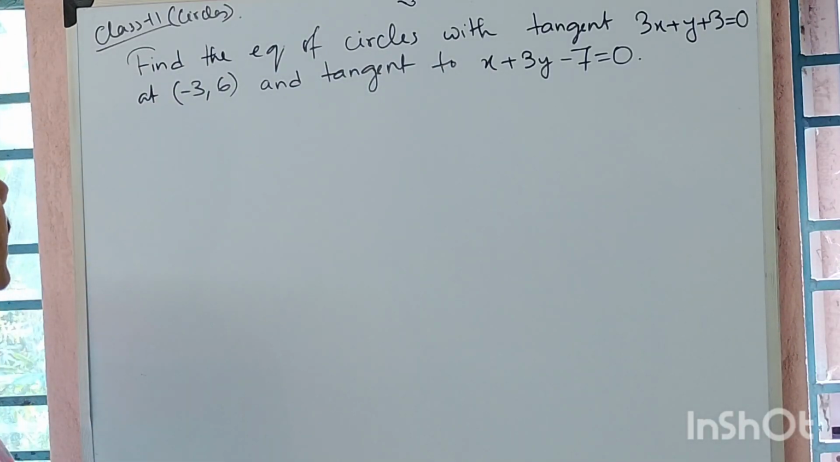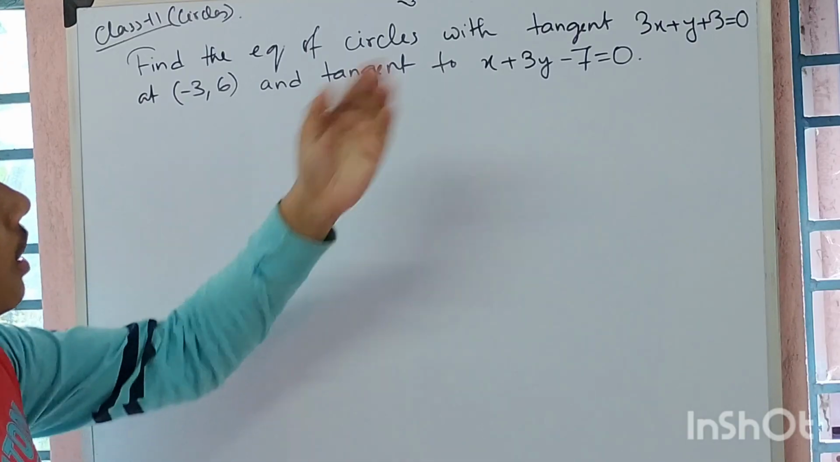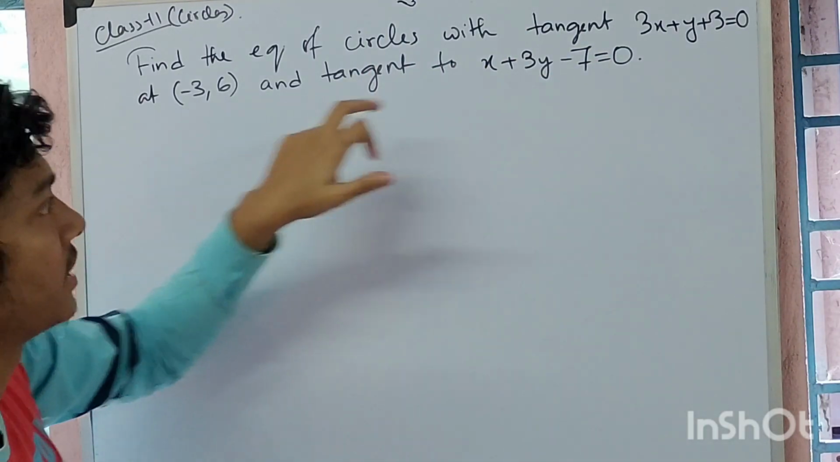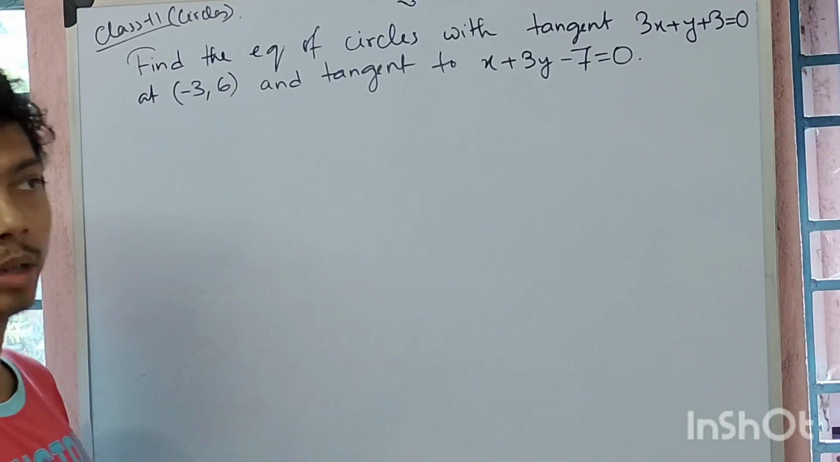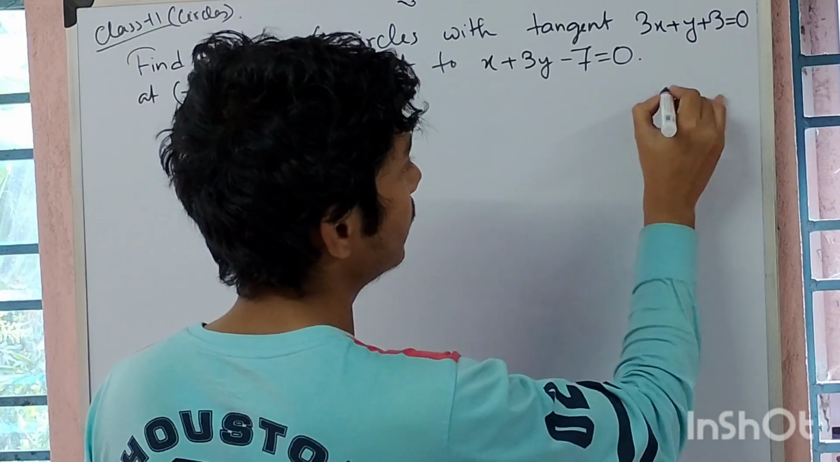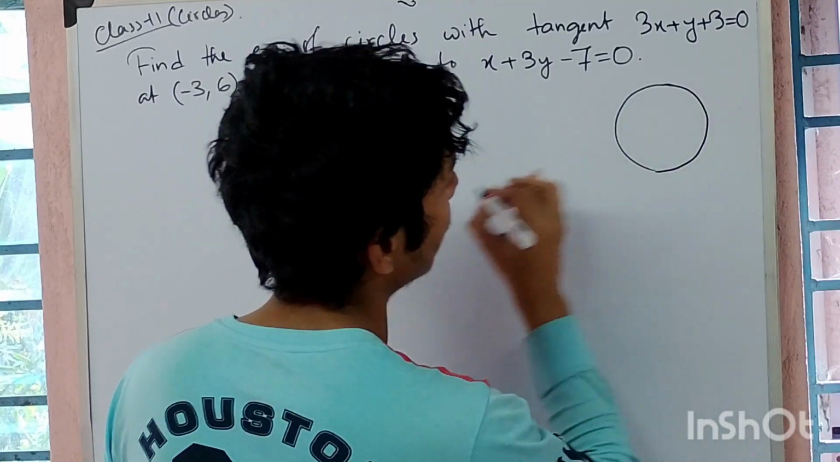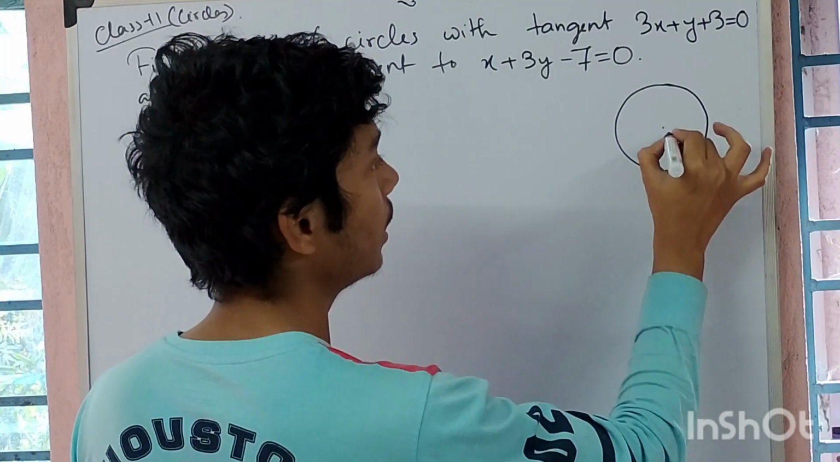It has been said to find the equation of the circle with a tangent at this point and tangent to this line. So I have to find out the equation of the circle. Basically, it has been told that there is a circle, and I have to find its equation.